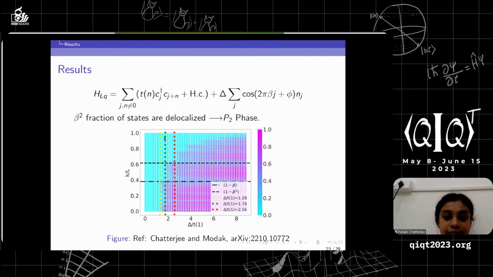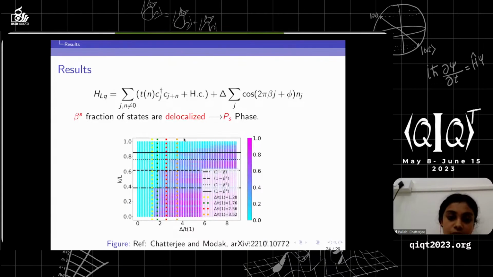Now, if we look in between this green and red dotted line, one can notice that beta square fraction of states are blue, so these blue states are delocalized, and 1 minus beta square states are pink, and these states are localized. So as beta square fraction of states are delocalized, we call this phase the P2 phase.